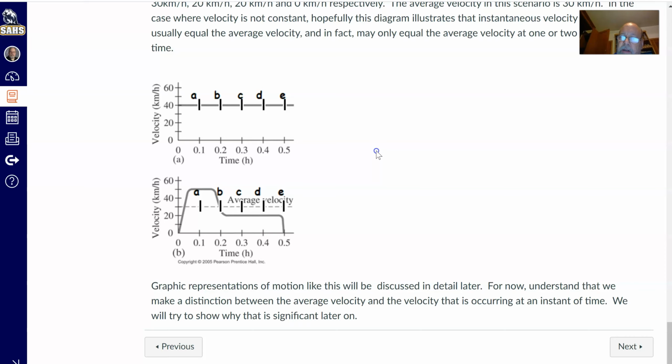And we'll talk more about that later on. But also the only circumstance where the average velocity and the instantaneous velocity will equal each other throughout an entire trip is when the velocity is constant. As we can see here, when the velocity is not constant, it's uncommon for the average velocity to be equal to the instantaneous velocity. So just those 2 facts about the instantaneous velocity. Graphs representing motion like this will be discussed in detail later. For now, understand that we make a distinction between the average velocity and the velocity that is occurring at an instant of time. We'll try to show why this is significant later on.